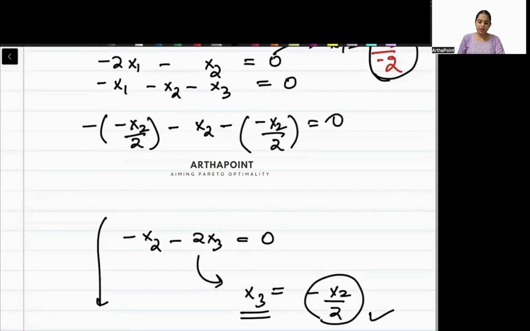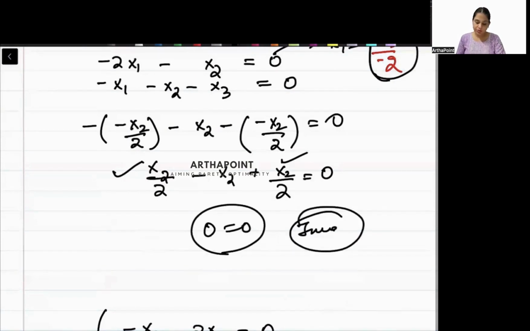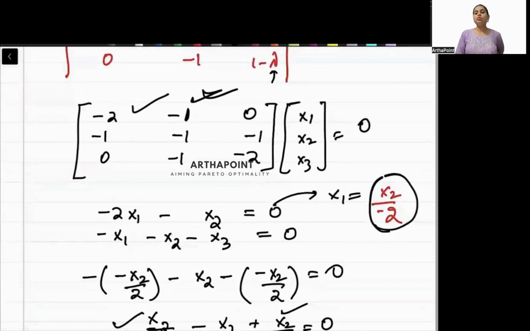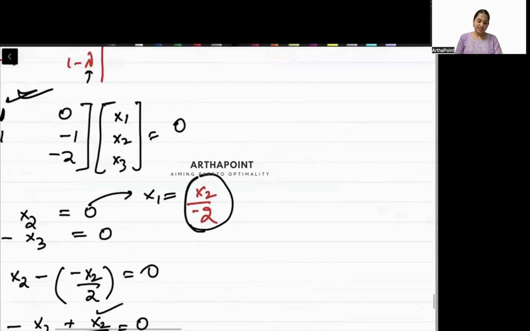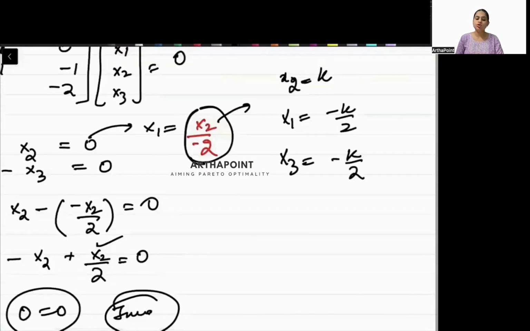So this will give me x2 by 2 minus x2 plus x2 by 2 equal to 0. So 2x2 by 2, which means x2 minus x2, that means 0 is equal to 0. So this is always true. So we have got nothing as of now, right? Therefore, we need to just assume some value of x2. Let's say that I assume x2 is equal to some k. Then x1 will be minus k by 2 and x3 will be minus k by 2, right?